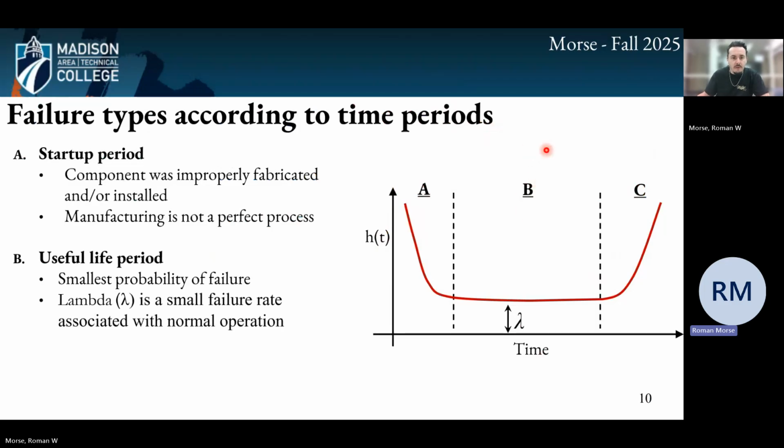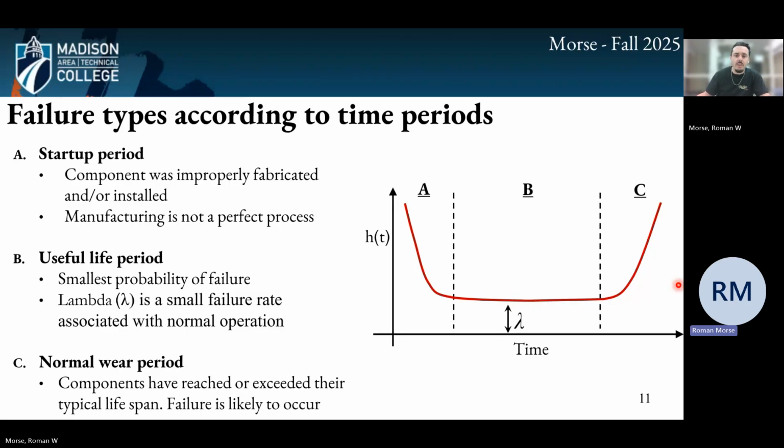So this is the useful life period, and this is the smallest probability of failure. We can see that with this red curve. This is right here, lambda. The failure rate is associated with a normal operation. So if the machine and the component therefore is under normal operating conditions, there is an acceptable likelihood of failure, and that's essentially what lambda represents.